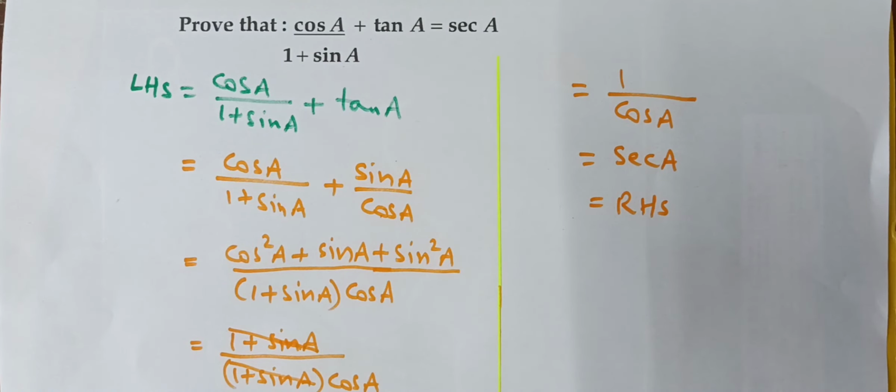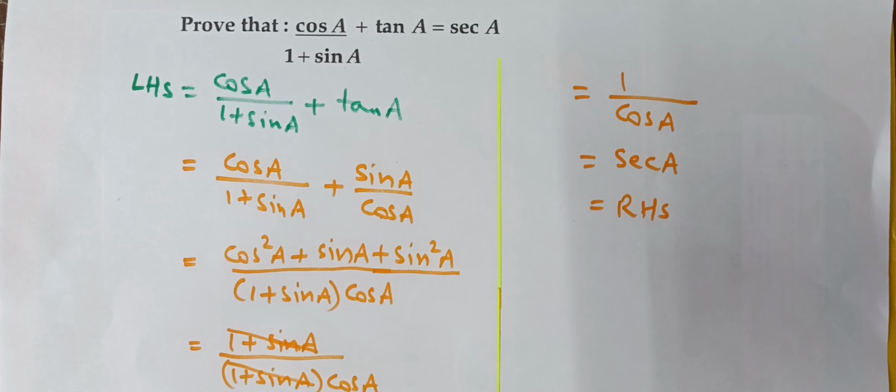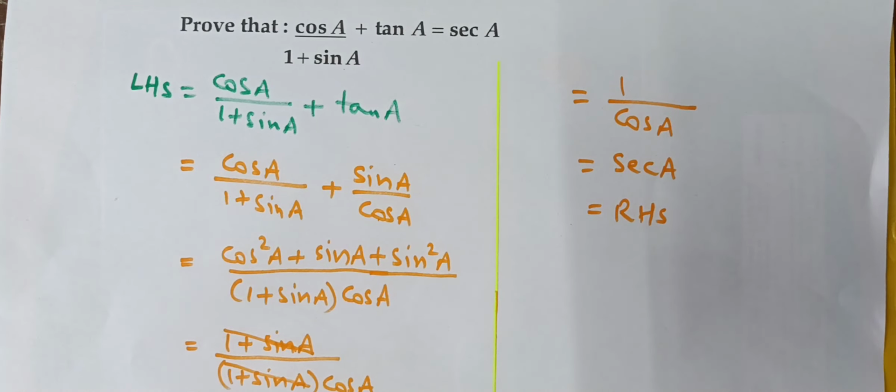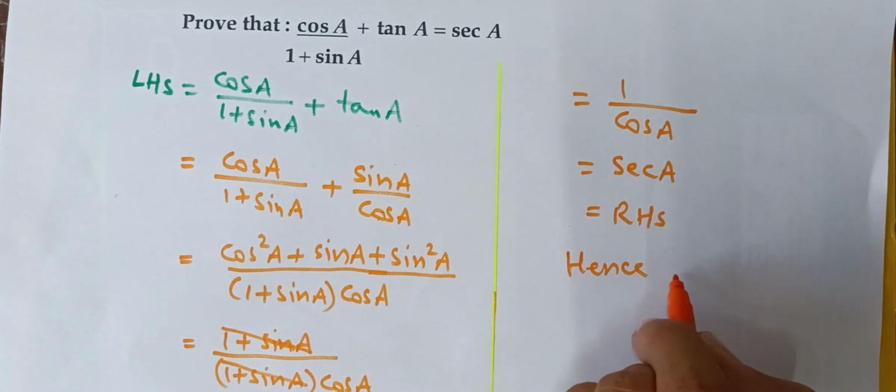Then in the numerator you can observe 2 terms with squares, cos square plus sin square, that is 1, with sin A as it is. After that step, 1 plus sin A and 1 plus sin A you can cancel out. In the numerator nothing, so 1. In the denominator cos A. As we already know, 1 upon cos is sec. That is the final answer of the right hand side. So finally we can write LHS equal to RHS, hence proved.